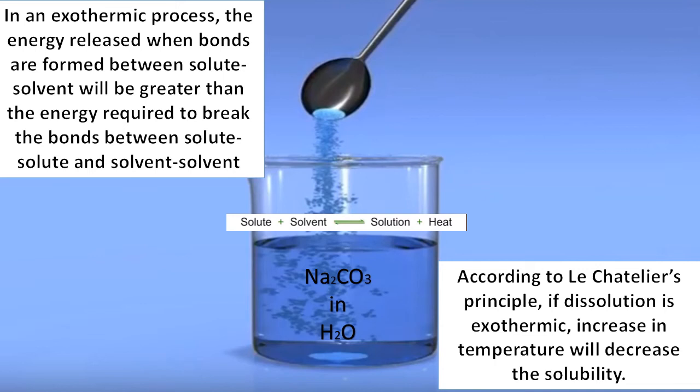So in an exothermic reaction, heat will be present on the product side. So when I increase the temperature, the system at equilibrium will favor the reactant side. So in general we can say, in an exothermic reaction, an increase in temperature will decrease the solubility.